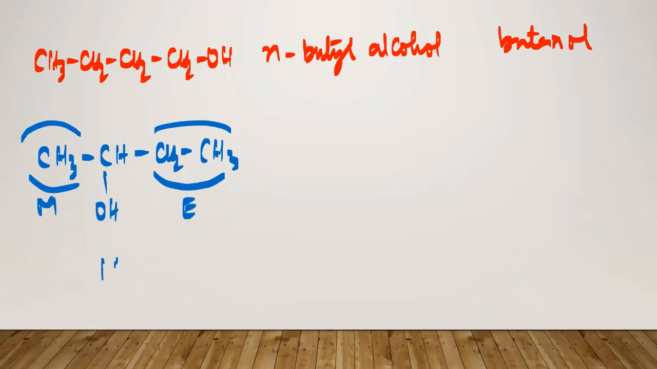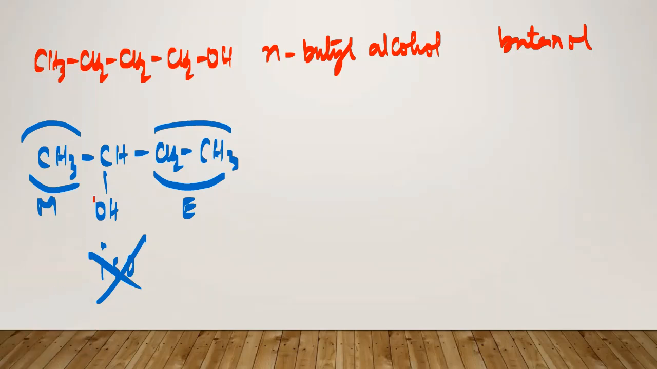So you cannot use the word iso here. Iso will be used only when you have 2 similar alkyl groups. But here one side we have ethyl, one side we have methyl. So iso cannot be used here. So what we are going to use here, have a look.